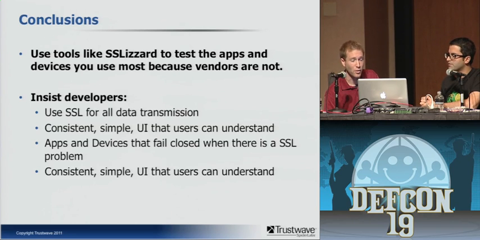Apps and devices that fail should always fail closed when there's an SSL problem. In that regard, our testing has revealed that in general they try to do that. That's a big improvement over past years, and that's an encouraging note. But it results in a larger dependence on a single failure point, which hopefully people will continue to consistently test to make sure it doesn't have problems that have occurred in the past.